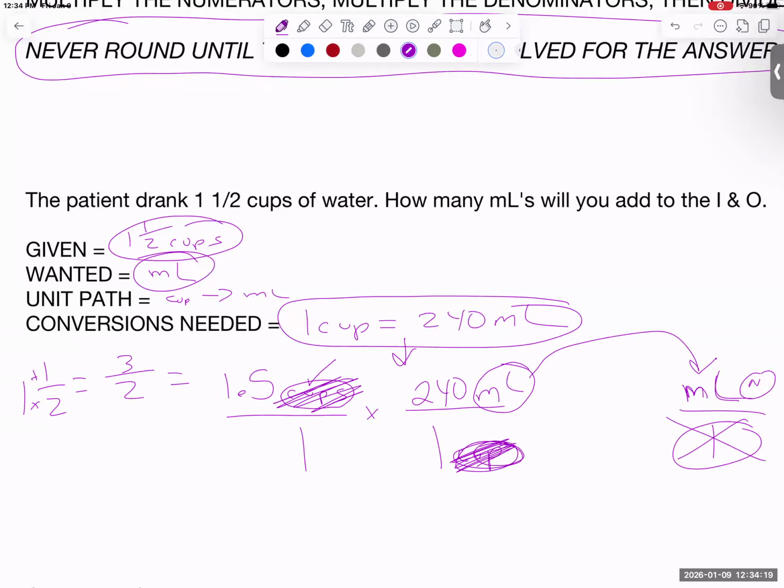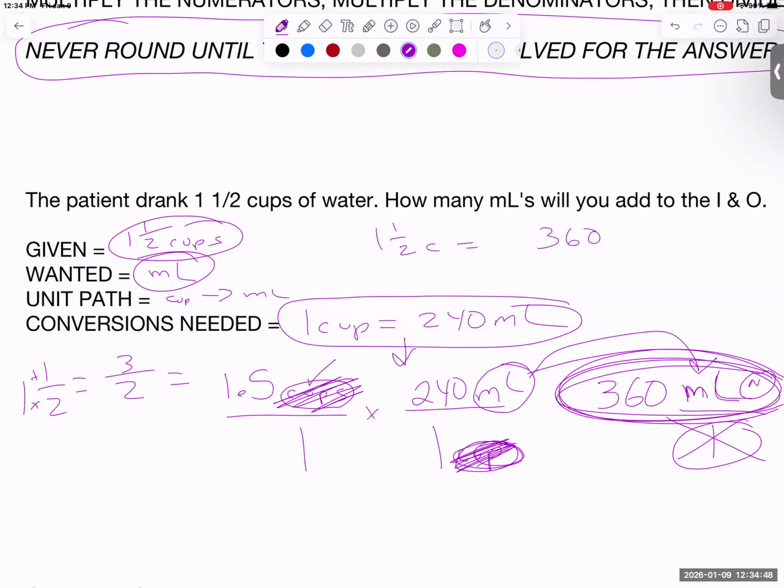So now it's just math. Now I'm going to say 1.5 times 240 is 360. 360 what? Milliliters. So the answer to this question, if it were a standalone question or part of an intake and output, is 1.5 cups is equal to 360 milliliters.